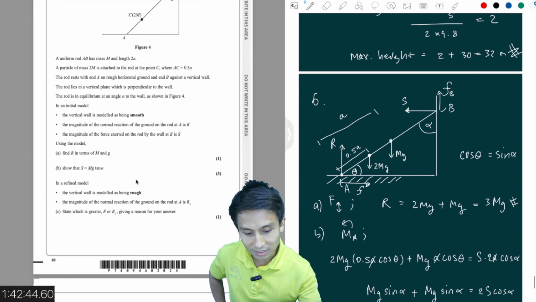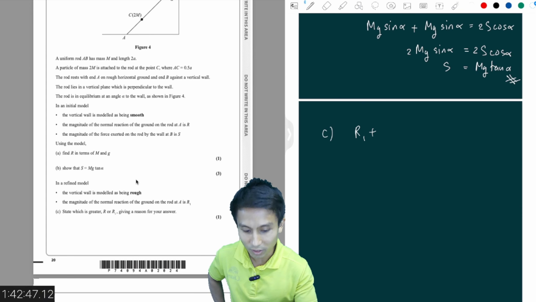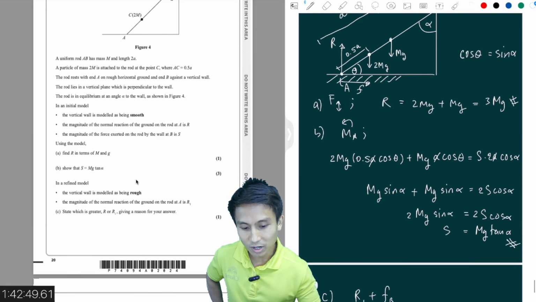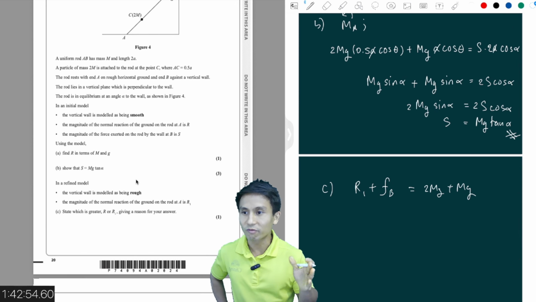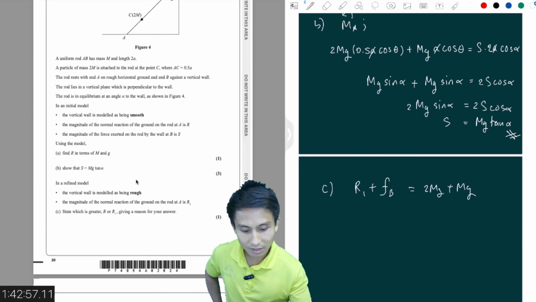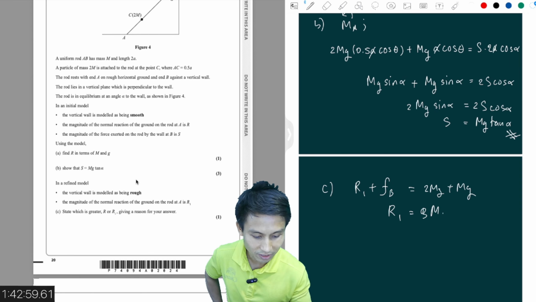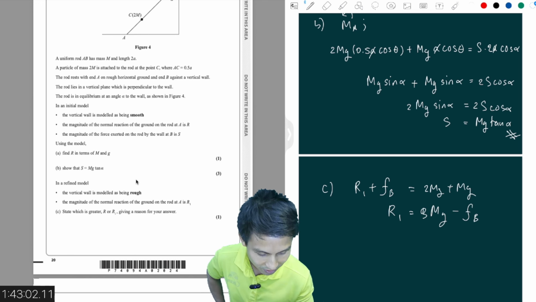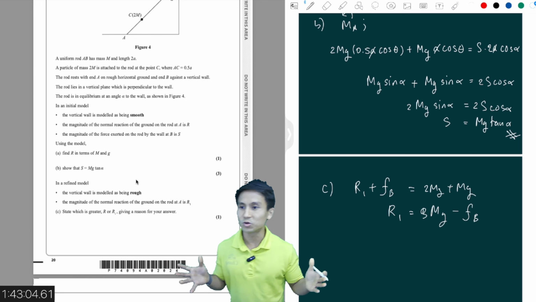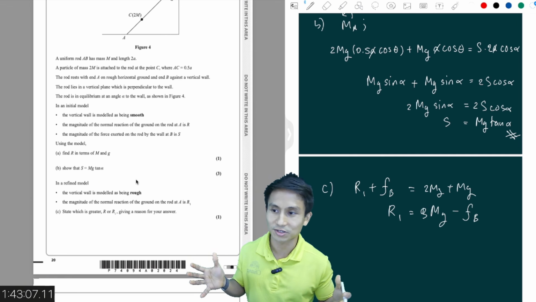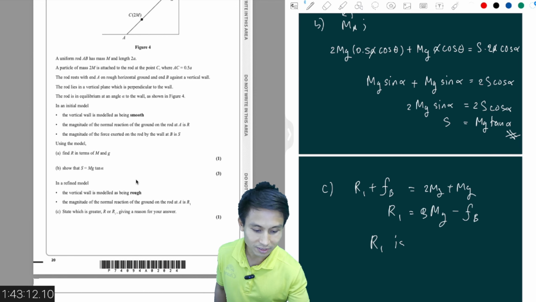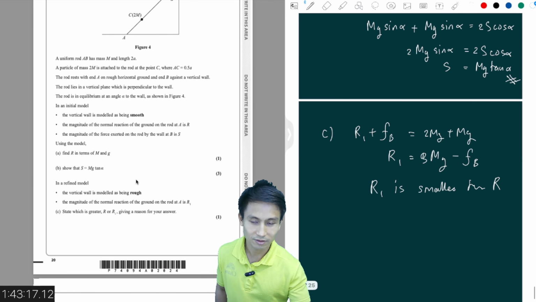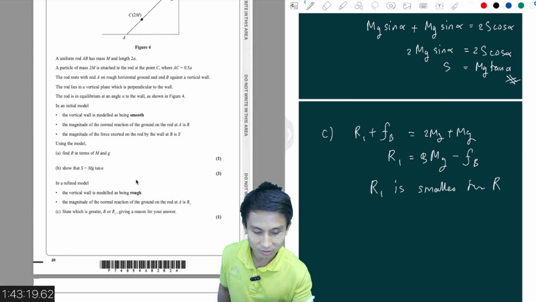So if we consider this second case, R1 with the friction upwards would have to now be equal to 2mg plus mg. So the downward forces are the same. That means R1 is now 3mg, but has the minus friction here, versus before, you only have 3mg with no subtraction. Now you have some subtraction. That means R1 is smaller than R, right?